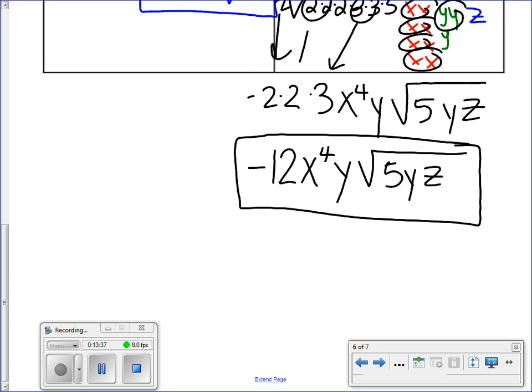At this time, that concludes the lessons on simplifying radicals with variables. Please take the time to complete the practice problems.